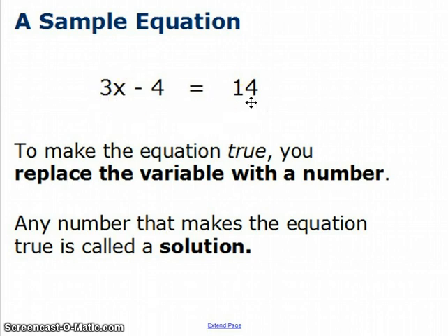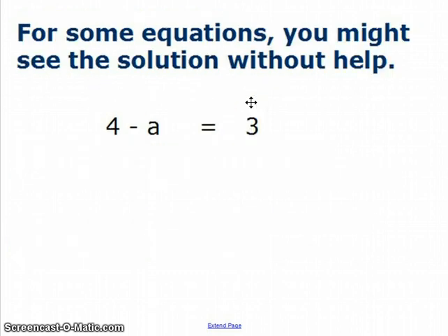this statement true. Now sometimes with equations that have variables, you might see the solution without any kind of special effort or any special techniques. You might look at this and know that a is 1. Maybe you did, maybe you didn't. Depends on the person. But it is true that 4 minus 1 is equal to 3.